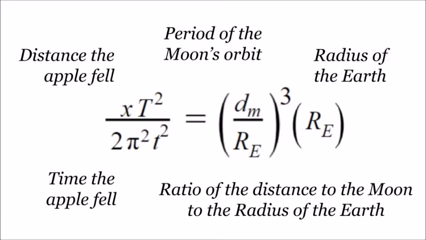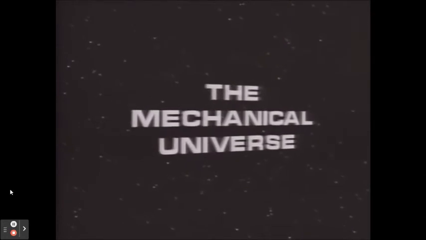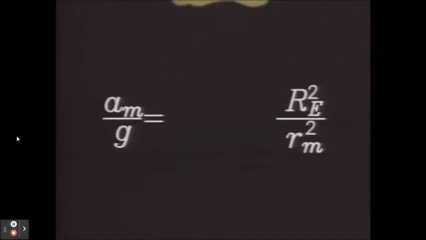But hey, what's that ratio doing there? Why not just keep the distance to the moon and the radius of the Earth separated? Well, two reasons. Measurement and history. And by history I mean the 1980s and this series, The Mechanical Universe, the gold standard for floating equations. Let's listen in.